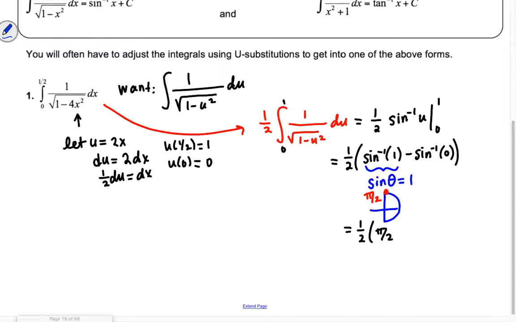So this next one is saying, what angle on the right side of the unit circle gives me a sine value of 0? Yeah, 0. So we wouldn't say pi, we would just say 0. So that next one's going to be minus 0. So our answer is 1/2 of pi over 2, which is pi over 4.